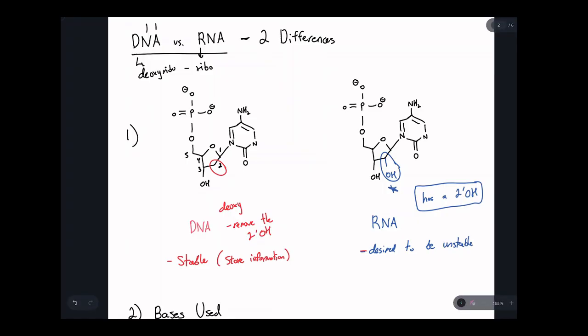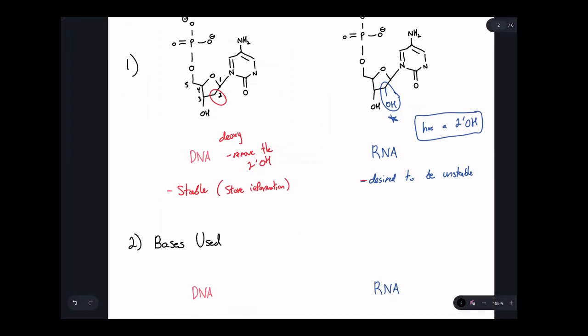If you're asked, is this chemical DNA or RNA, find that 2' position connected beside the nucleic base. Is there an oxygen there? If there isn't, it's DNA. If there is, it's RNA.